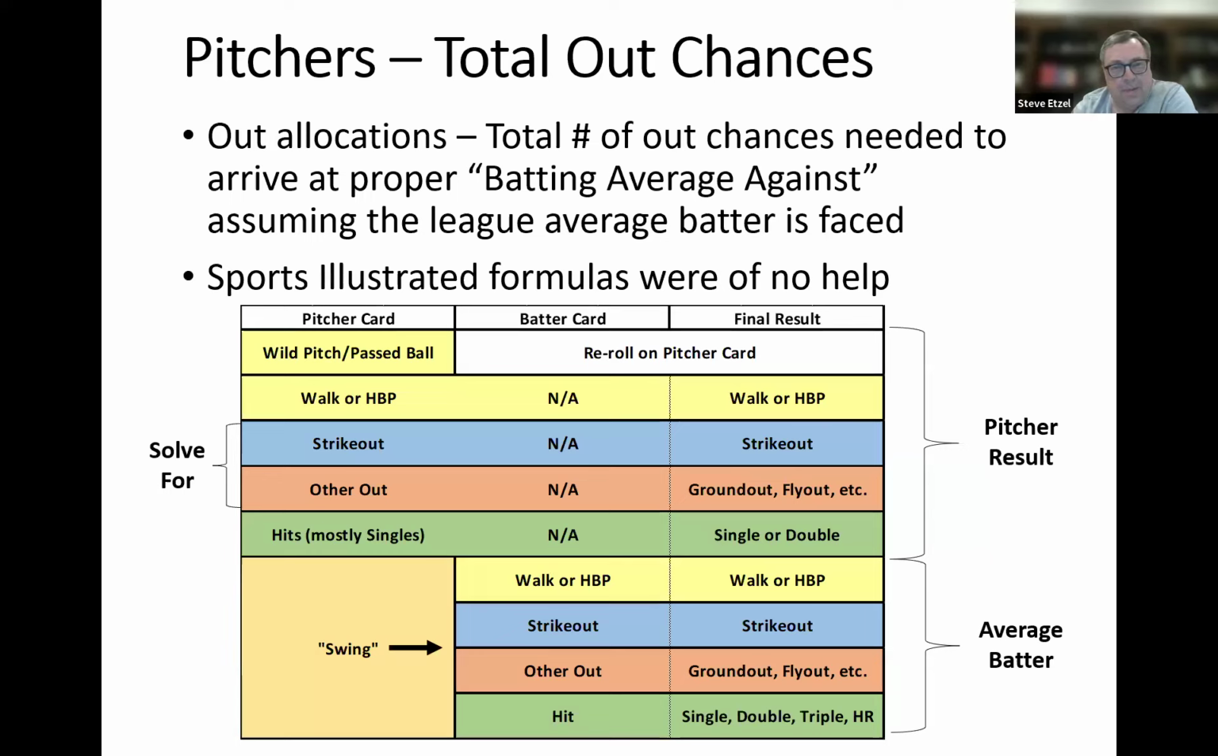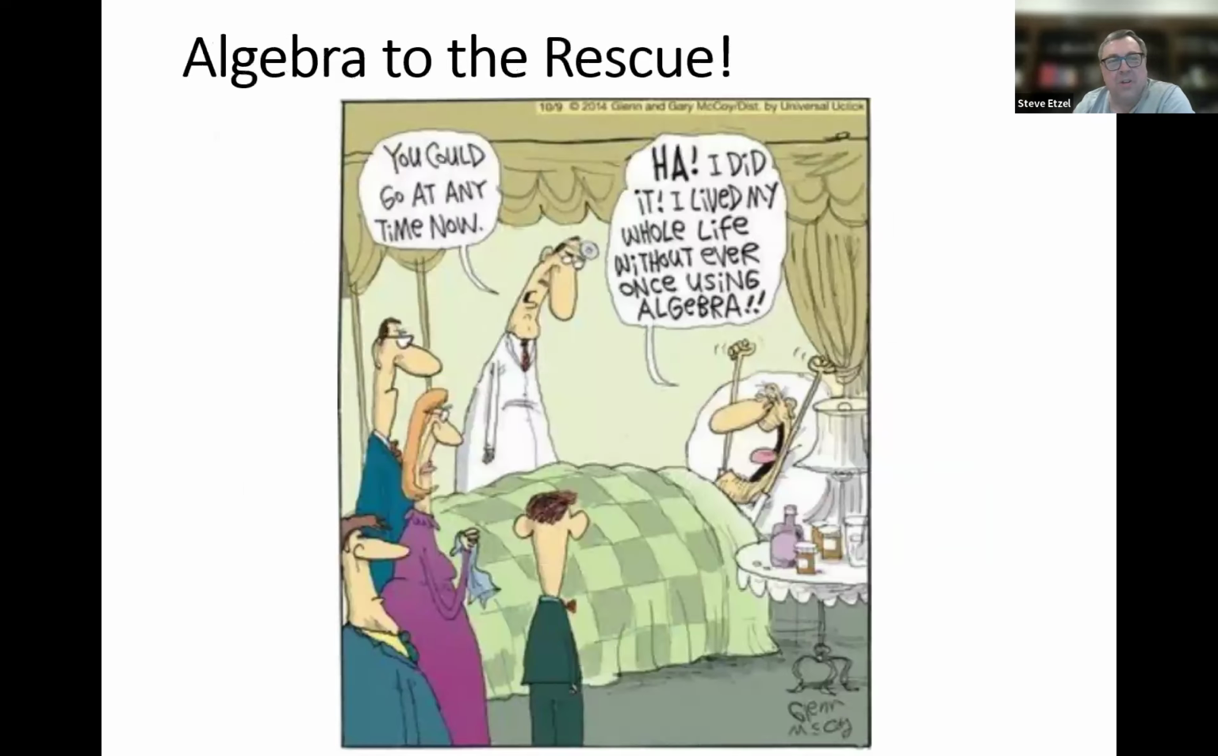And then kind of this is when persistence and divine inspiration came in. And ultimately, I used algebra to come up with how many outs should be on the pitcher card. And I threw this little comic in here because I always laugh at it when I see it. But this guy's on his deathbed and he says, "Ha, I did it. I lived my whole life without ever once using algebra." Well, for better or worse, that's not me. I did use algebra, and it kind of saved the day.